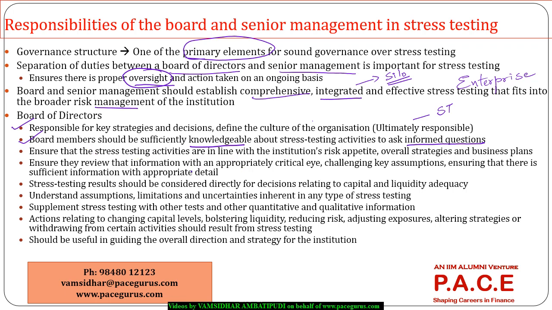And they have to ensure that whatever the stress test that we are conducting, whatever the activities that are going on with respect to stress testing, they are in line with the company's risk appetite. They have to compare whether the activities that are being performed are in line with the risk appetite of the firm, are in line with the overall strategy of the company. So there should be some kind of ensuring that the activities are reflecting the overall risk appetite of the firm. And they have to review it very critically.